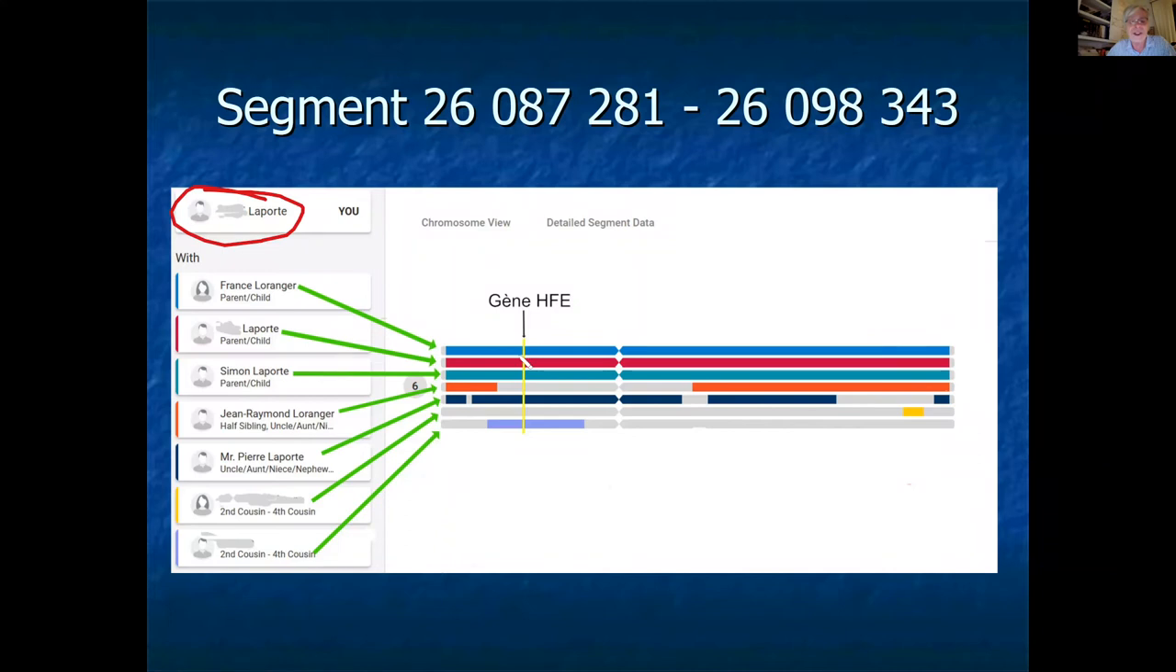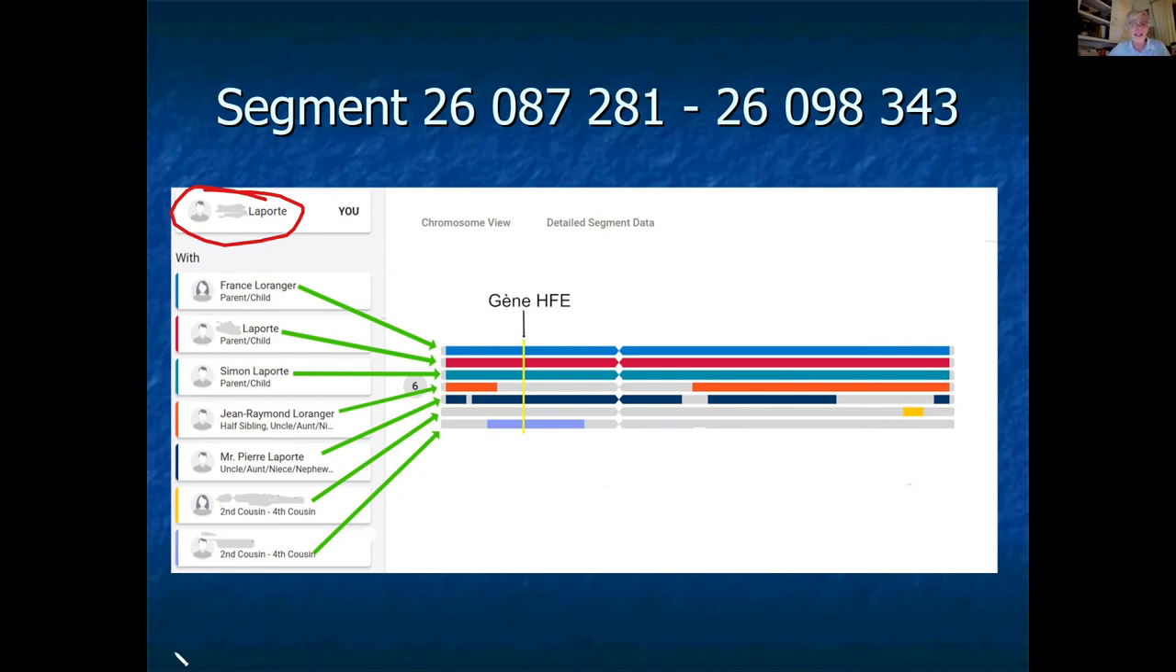And what is interesting, if you look at my sister-in-law, who is here, and we have an analysis of her father, we see that her father doesn't share that segment of the HFE gene. So it means that my sister-in-law, who is a carrier, did not get the mutation from her father, but from her mother's side. So it's a tool that could help us to go further.